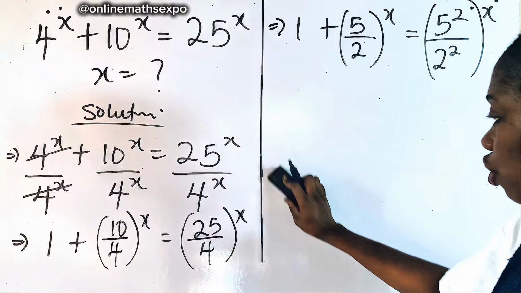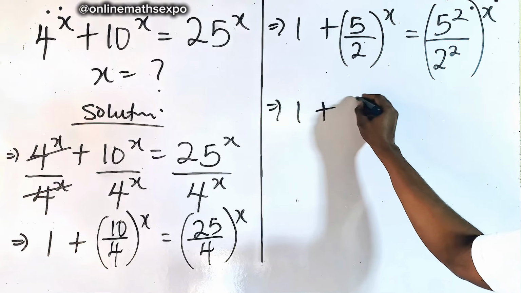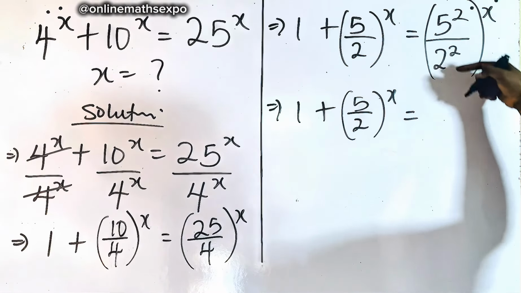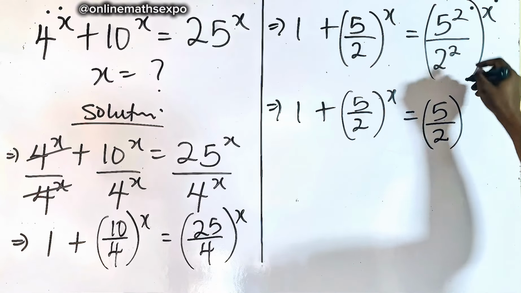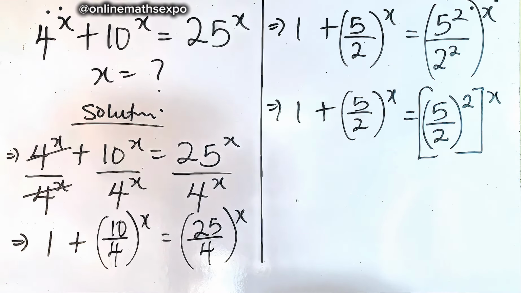Just remember what we just stated. If you do that, you are going to have 1 add 5 on 2 to the power of x. Now you can apply that here. So you have 5 on 2, they will have 1 power of 2 and is also raised to the power of x. Beautiful. So what do you do at this point next?